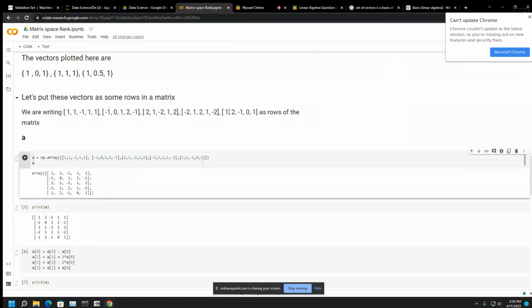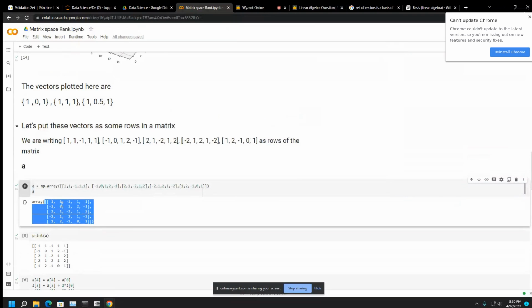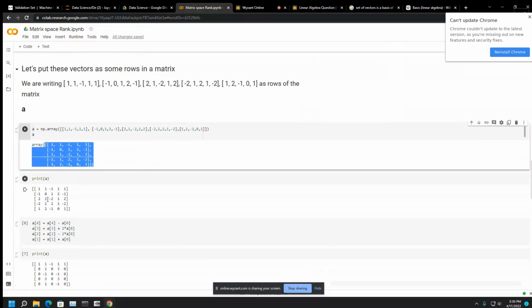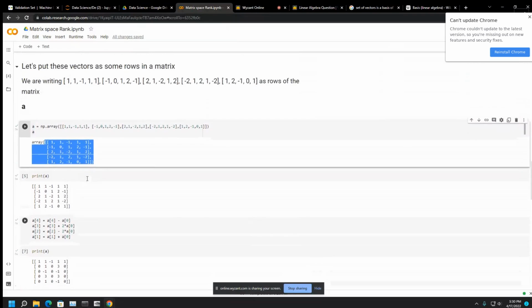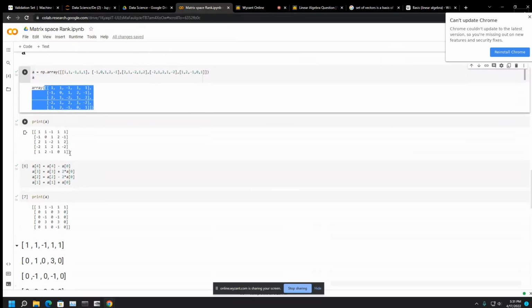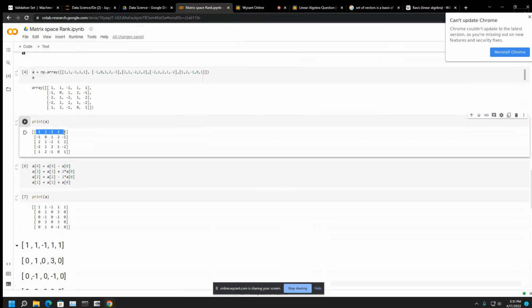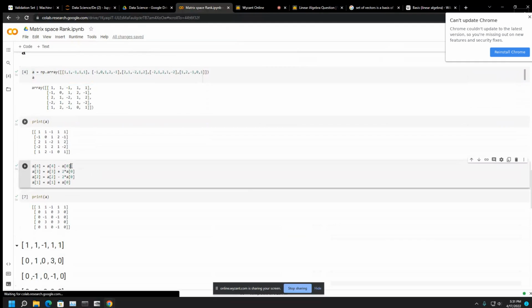So we are writing these 5 vectors that were given in the question as a matrix. So you can see I wrote this matrix. The matrix has the first vector as its first row, second vector as its second row, and the third vector as its third row, and so on. So now what we can do is subtract the first row, 1 1 1, from the last row. So that's what I'm going to do.